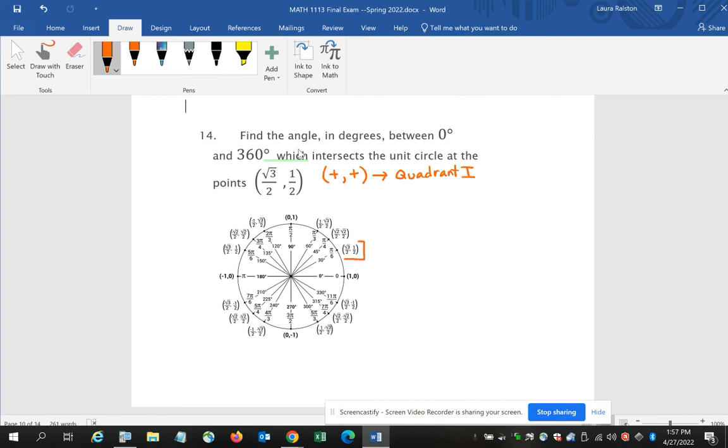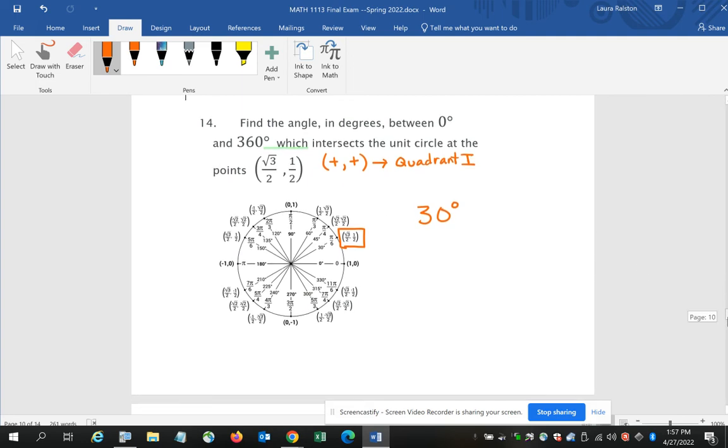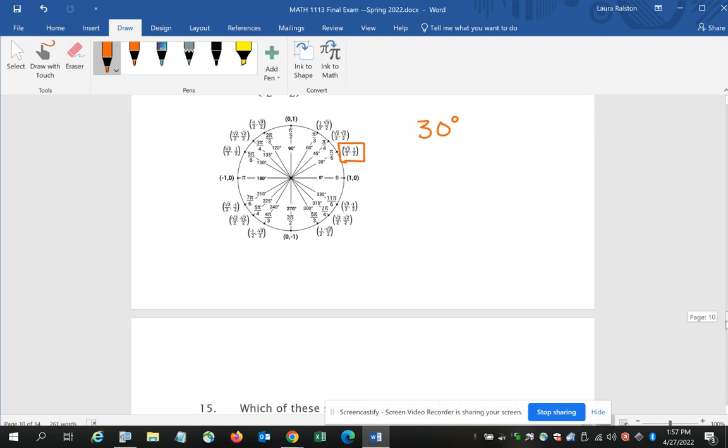So I just need to find the right ordered pair. Square root 3 over 2, comma 1/2 corresponds to a 30-degree angle. It wants it in degrees between 0 and 360. Again, remember, you're given the unit circle as part of your formula sheet.